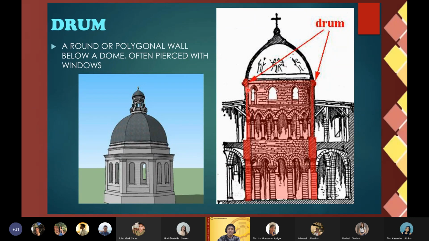Okay, so how do they extend more? They will provide a drum, a cylinder that extends up. Okay, so what does it mean? Drum, a round or polygonal wall below a dome, often pierced with windows. Okay, so you can see the windows, the window openings.